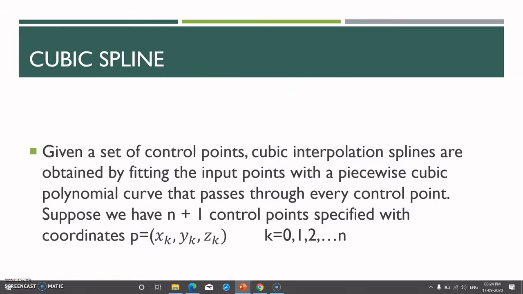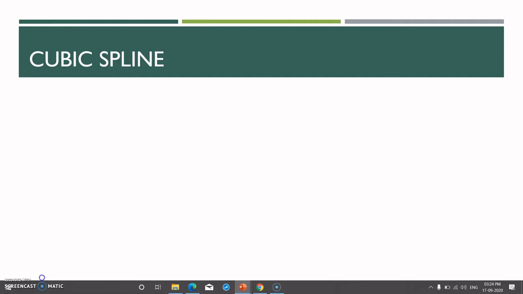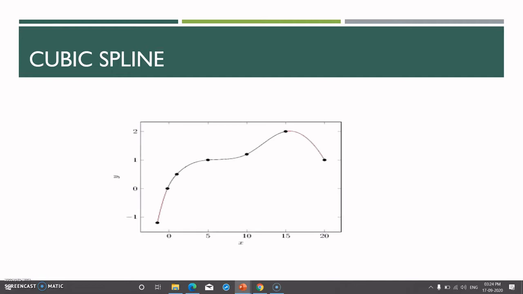Given a set of control points, cubic interpolation splines are obtained by fitting the input points with a piecewise cubic polynomial curve that passes through every control point. Suppose we have n plus 1 control points specified with coordinates p equal to xk, yk, zk, where k is equal to 0, 1, 2, up to n. This is the curve which shows the cubic spline.